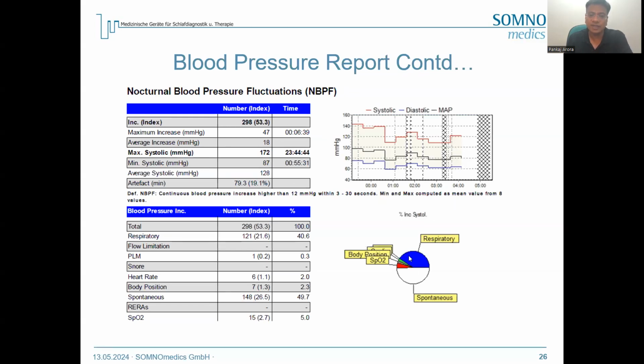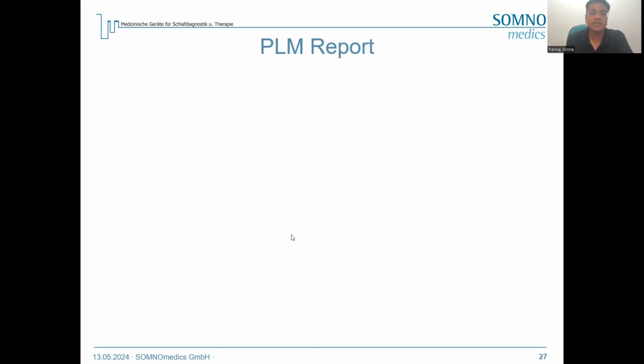It also tells you graphically whether the blood pressure was increasing spontaneously, or because of respiratory events, or because of any other autonomic events. So it gives you a complete comprehensive report of the blood pressure. For example, in this particular case, it tells you that the blood pressure changes are happening because of respiratory events 121 times. So 40.6% happened because of respiratory events.